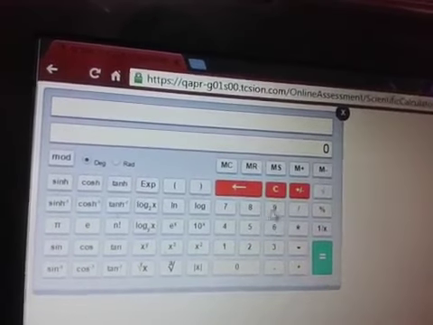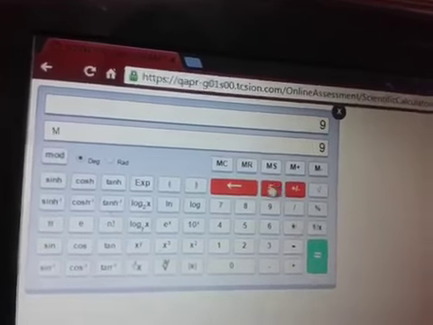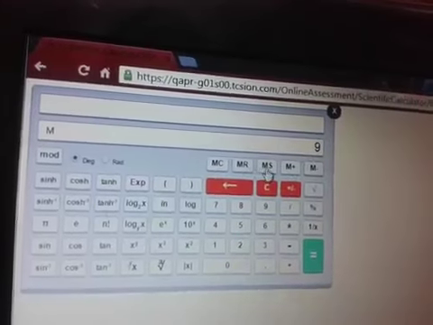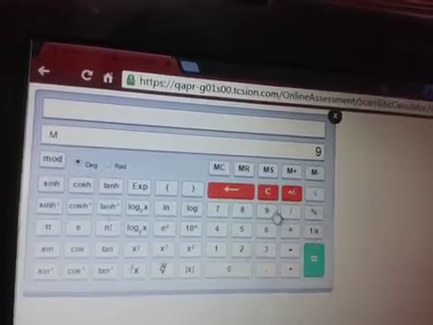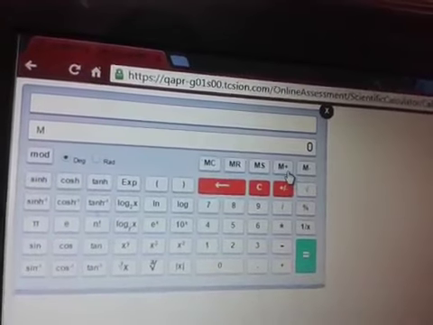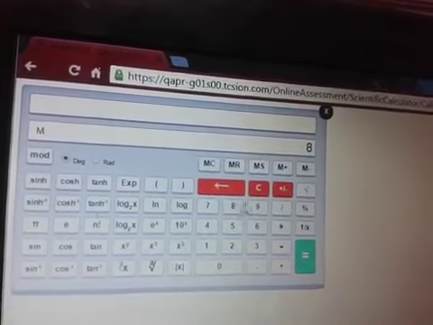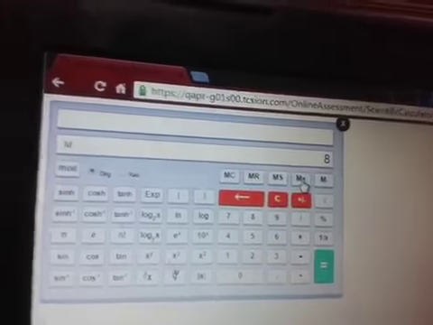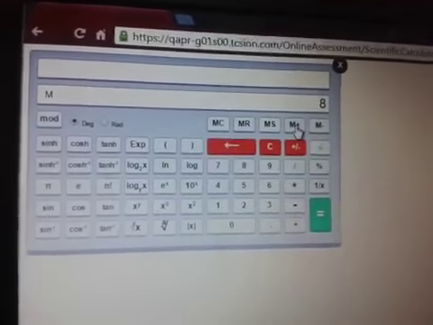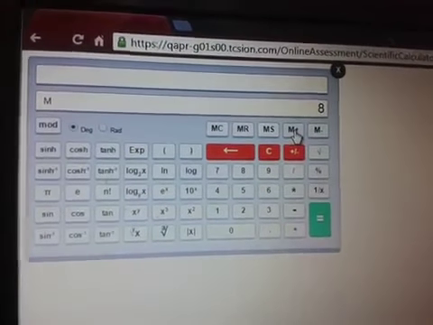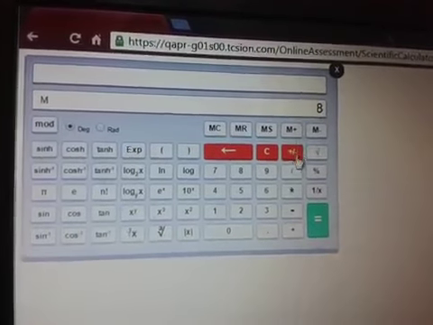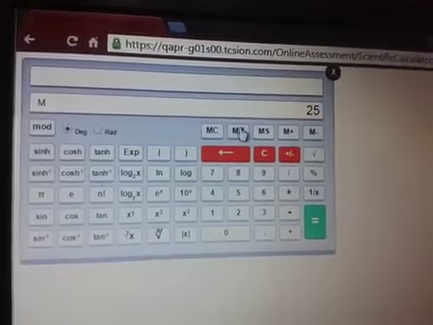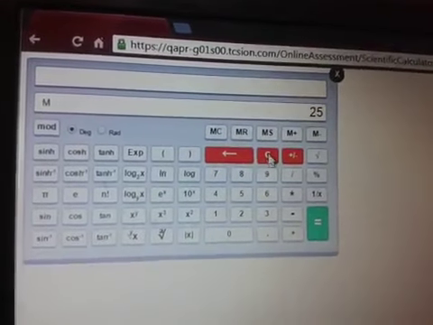Now suppose 9 is there, you store it in the memory. Read memory, it is 9 stored in there. Store 9, clear, read memory, it is 9. Now clear the display. Suppose I take 8 and I want to add it to the memory. So if I press plus 2 times, I have added 8 twice to the memory. 8 and 8 is 16, plus 9 is 25. Now let's read memory, it's 25.